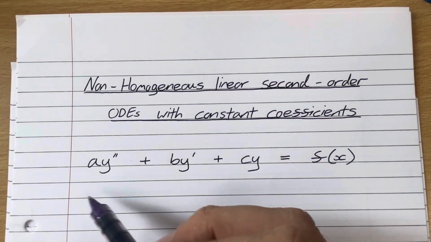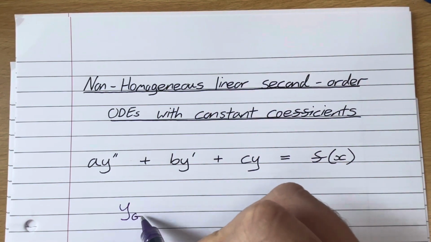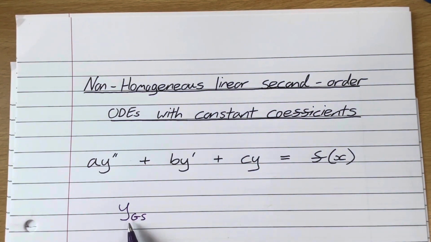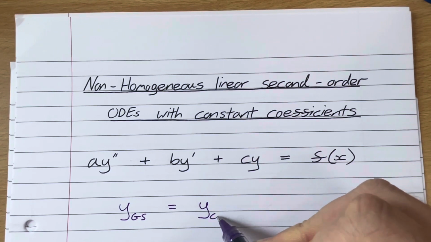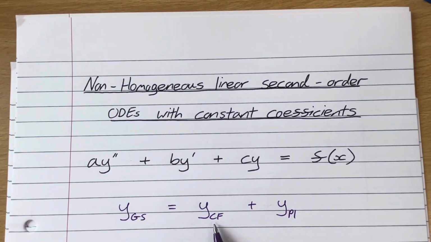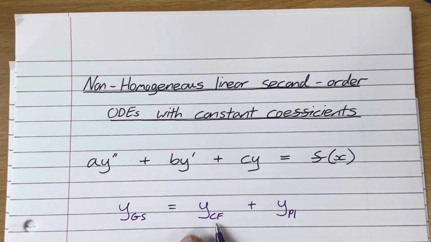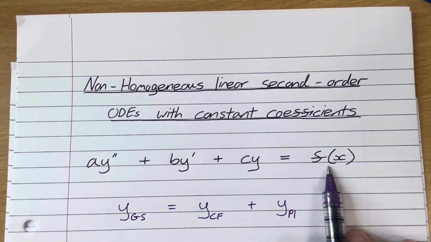To solve such a differential equation, we actually split this up into two pieces. I'm going to say the general solution, which I'm going to depict as y subscript gs, that's a general solution of my differential equation, which I might end up writing as just y. That's going to be equal to the sum of two pieces, ycf and ypi. Now ycf is the complementary function of the differential equation, and that is essentially the general solution to the differential equation if f of x was 0.